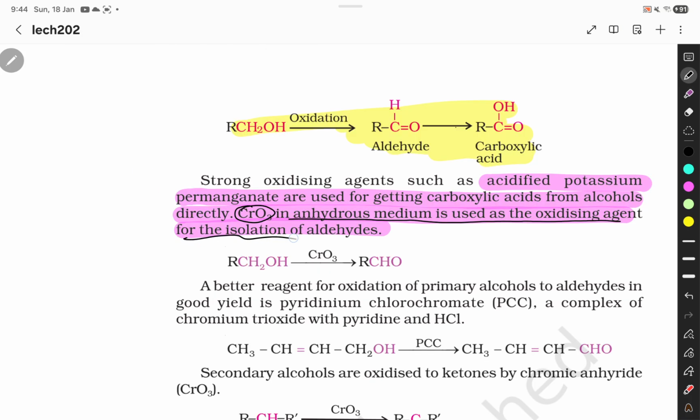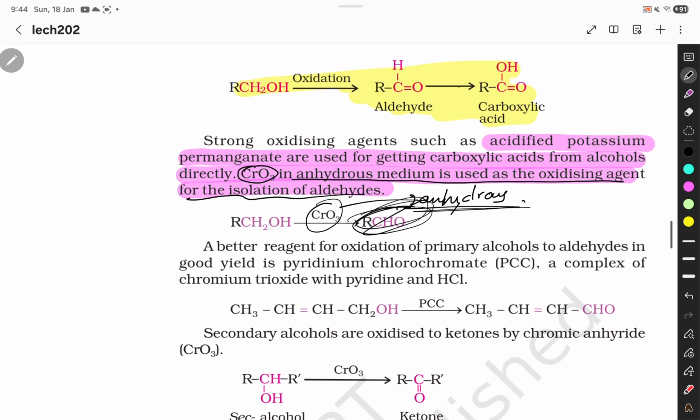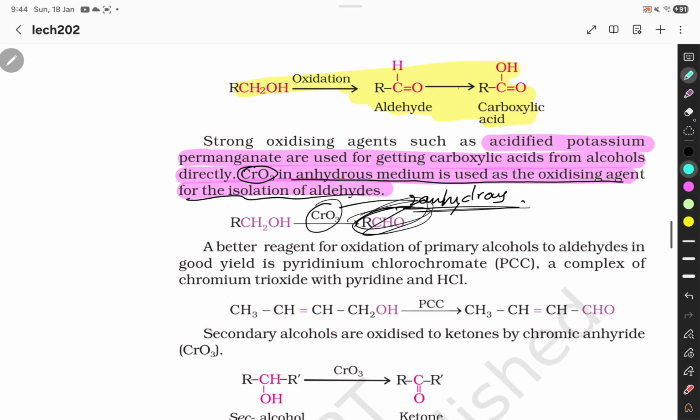So, NCERT basically says that anhydrous CrO3 produces RCHO, okay? And it's not that good of a reagent. They're saying PCC, pyridinium chlorochromate, CrO3 in pyridine, forming a salt of pyridine with chlorine, okay?